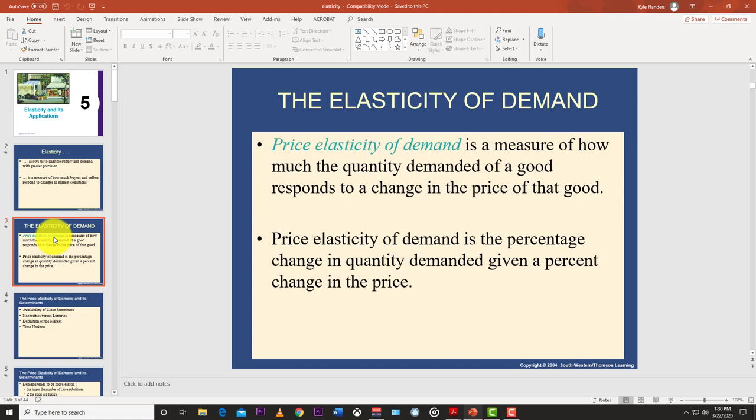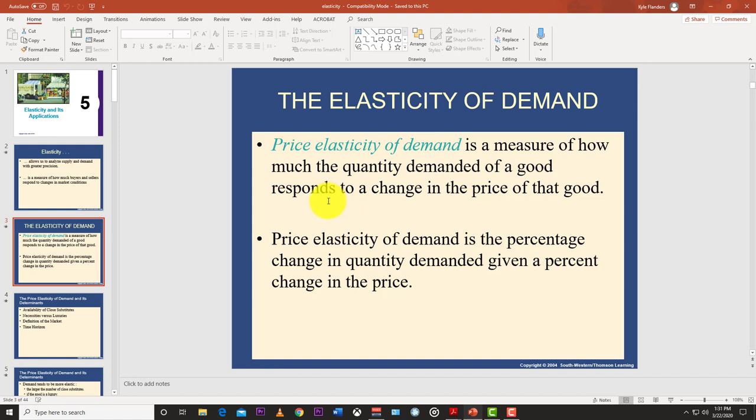And what is price elasticity? Price elasticity of demand is a measure of how much the quantity demanded of a good responds to change in price of that good. Price elasticity of demand is the percentage change in quantity demanded given a percentage change in the price. Let's run through that again. Price elasticity of demand is a measure of how much the quantity demanded of a good responds to a change in the price of that good.